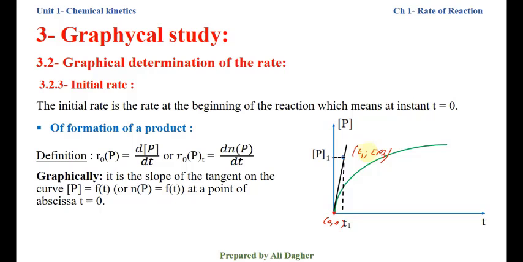We calculate the slope of this tangent using these 2 points. Then the initial rate equals (concentration 1 minus 0) over (t1 minus 0).